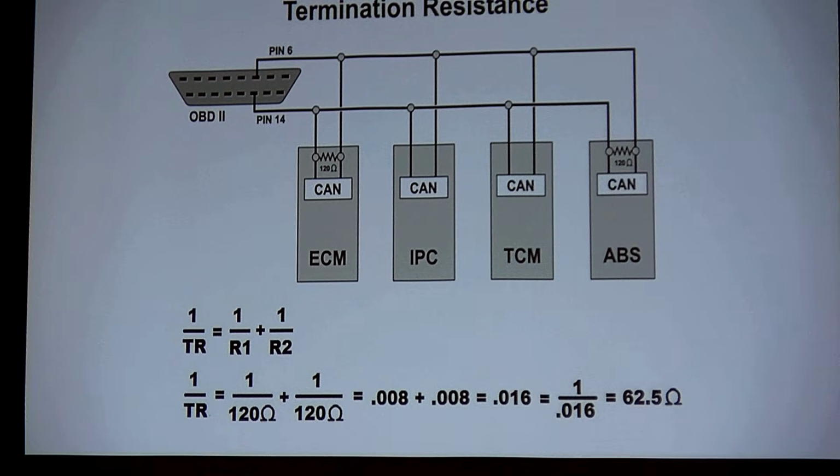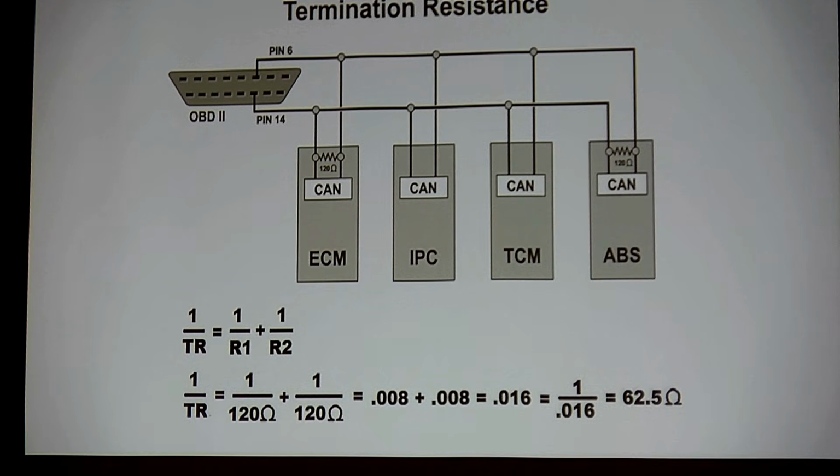Termination resistance. I've got pin 6 and pin 14, pin 6 high and low. So basically, I'm going to need to terminate this. If I have a 120 ohm resistor and we have a circuit like this, we can do this mathematically really easy. We look at our total resistance: 120 plus 120. We're going to divide 1 by that. That's 0.008 plus 0.008, which is 0.016. Divided into 1 is 62.5 ohms. That's your overall resistance, what it should be. Just know somewhere around 60 ohms and you're going to be okay.